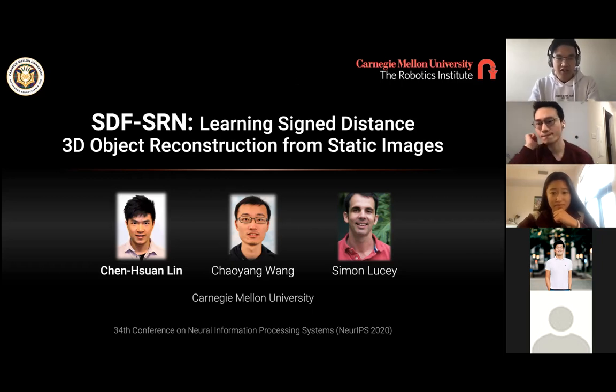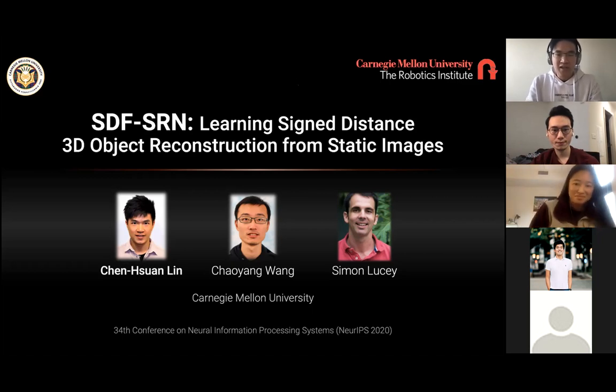Called SDF-SRN, but this is basically a work that aims to reconstruct implicit 3D shapes that can be trained from static image collections.